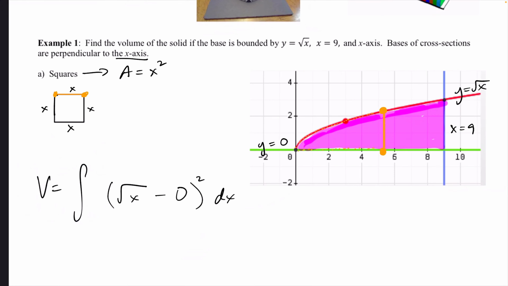Okay, now the bounds. Since it's dx, we go left to right. So what x value marks the start of the shaded region? 0. Which x value marks the end of the shaded region? 9. So it would be 0 to 9. Okay. So plug that into your calculator and verify you get that.